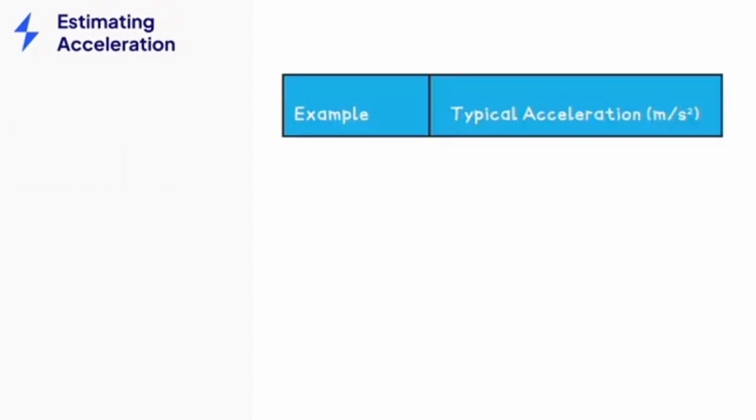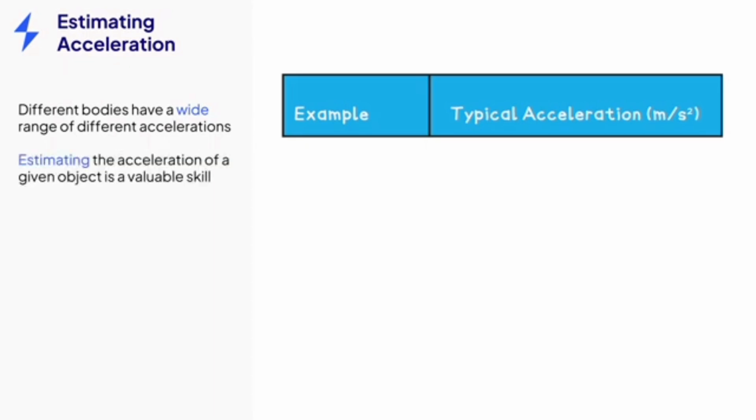This may sound obvious, but different objects have different values of acceleration when they're in motion. But could you confidently say what a reasonable acceleration for an athlete starting a race is? Being able to estimate a reasonable value for acceleration is useful in itself, but it also helps us check exam answers. Some common accelerations are as follows.